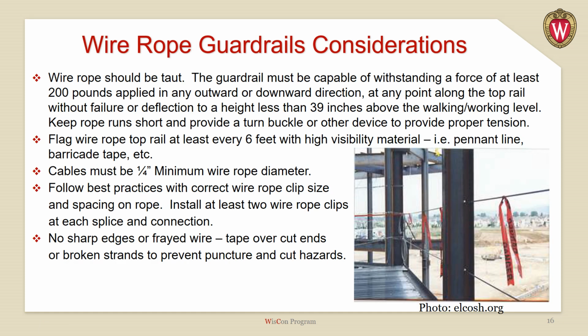Perimeter safety cable guardrails are often used during the construction of steel frame buildings and installed as soon as the metal decking is installed. Cable guardrails must comply with OSHA Subpart R steel erection standard as well as the guardrail requirements in 1926.502. Check for wire rope that is correctly tensioned and will not deflect below 39 inches when loaded. High-vis flags are required every 6 feet on the top rail. A 1/4 inch minimum cable diameter is required. Secure splices and connections. No sharp edges or frayed wire.